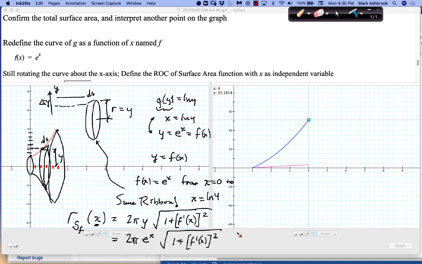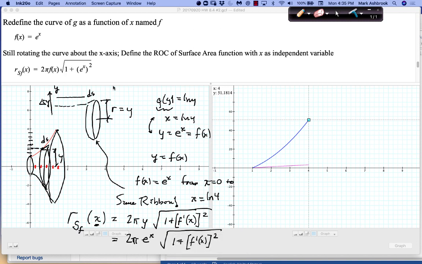Okay, so we got the rate of change function. So let's, I think I already have that entered in here. Let's see if that agrees. 2 pi f of x, right? f of x is our e to the x, which I defined right here. And then 1 plus e to the x squared. So I think, I wrote this in a previous semester. I think I prefer the other way around. I think I prefer having this be e to the x and this be f prime.